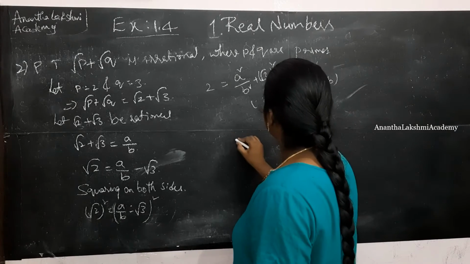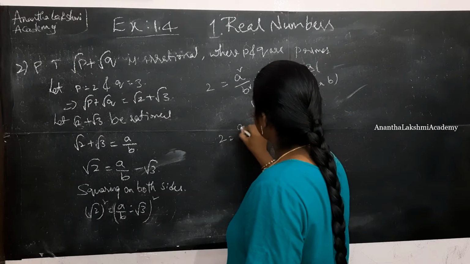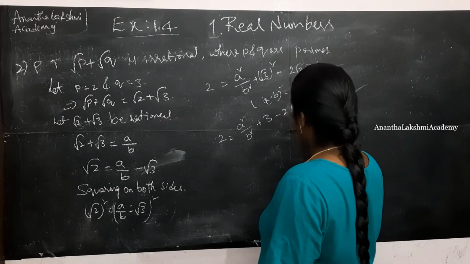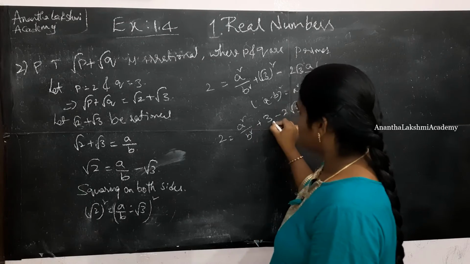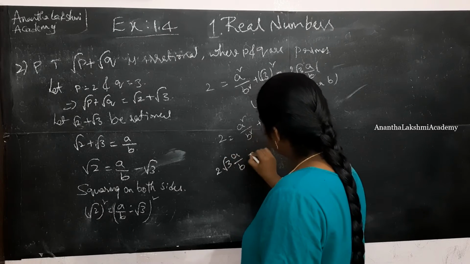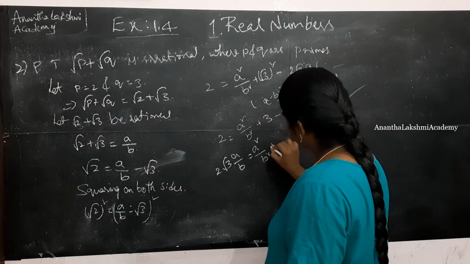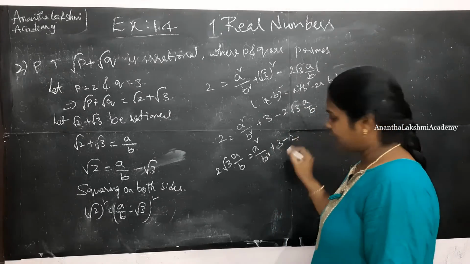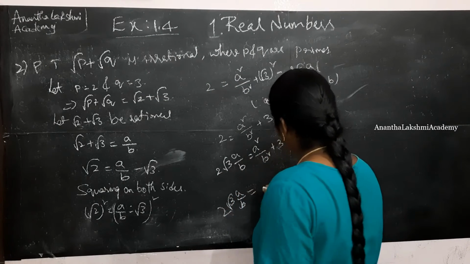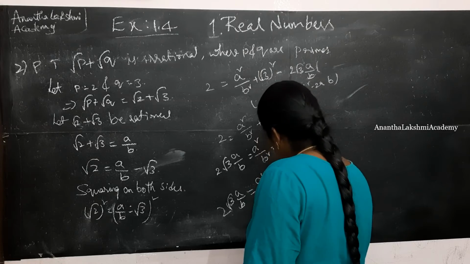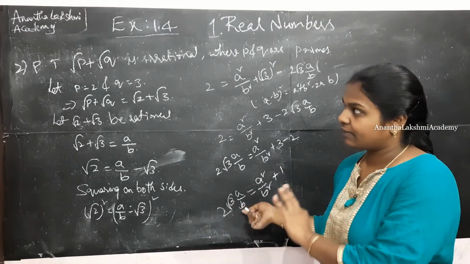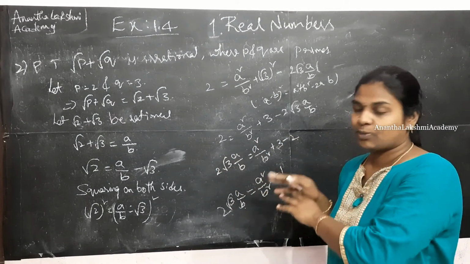So now here 2 is equal to a square by b square plus 3 minus 2 root 3 a by b. If I send this to the other side and get this side, this becomes 2 root 3 a by b is equal to a square by b square plus 3 minus 2. 3 minus 2 is 1. Alright, 2 root 3 a by b is equal to a square by b square plus 1.